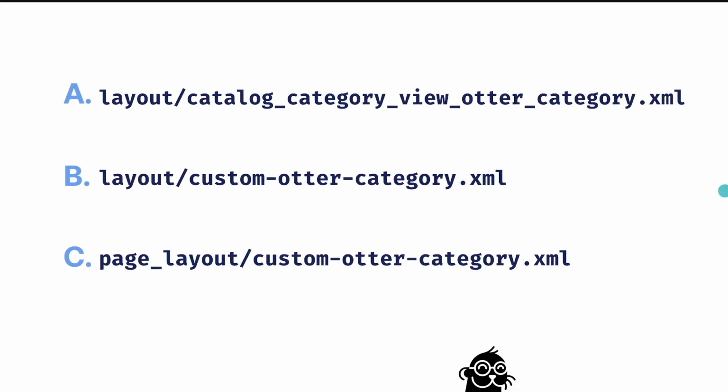And C, page_layout/custom-otter-category.xml. Magento provides a host of different ways that we can customize the layouts that we have provided to us in core Magento. Really, the sky is the limit when it comes to what we can do with a product page, specific product types, categories, specific categories, the checkout, the customer account, and so on it goes.